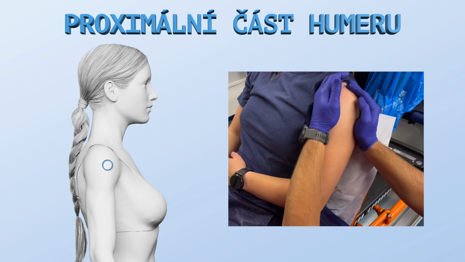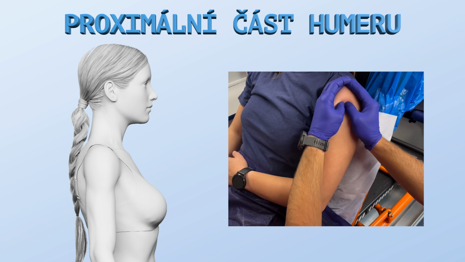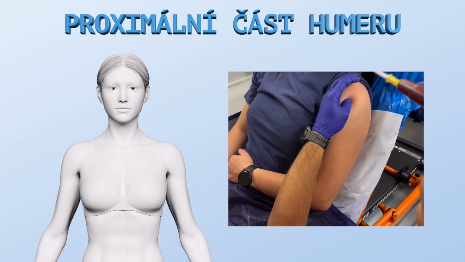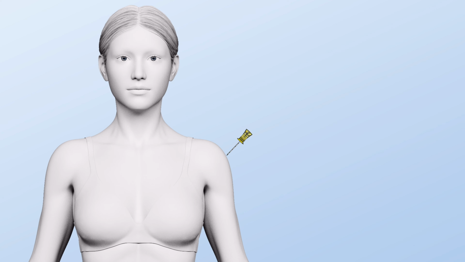Using both thumbs, move from the upper arm to the shoulder until the edge of the humeral head is found. The insertion site is about 2 centimeters cranial toward the head from this edge. The needle angle should be 45 degrees, directed toward the opposite hip.